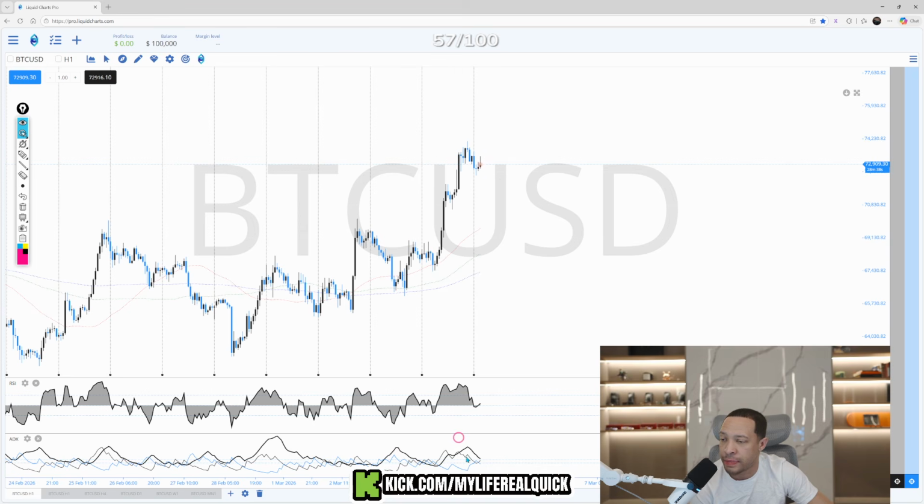Okay, so this is basically telling you what direction the market is moving. Is it moving bullish with two dark lines above the 20 and 25, or is it moving bearish with the black line and the blue line above the 20 and 25? And if there is no market movement, you're going to see that ADX is consolidating between the 20 and 25.